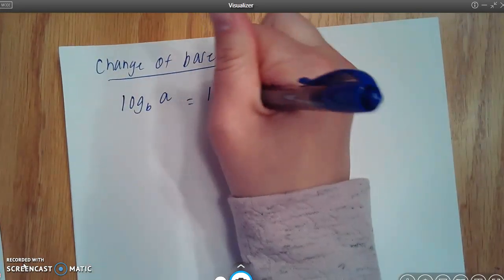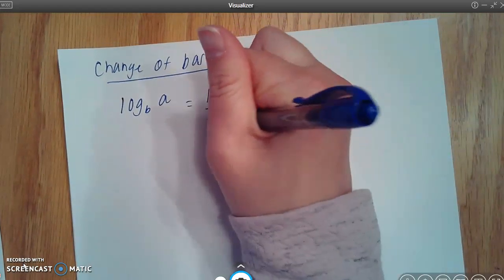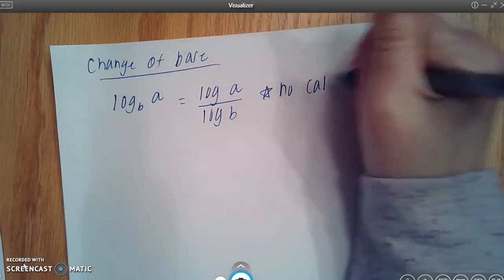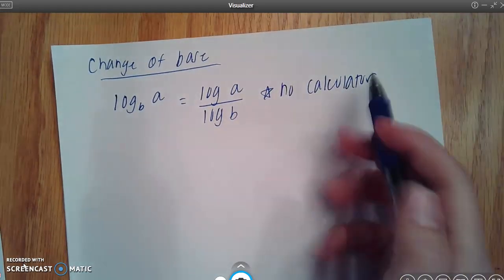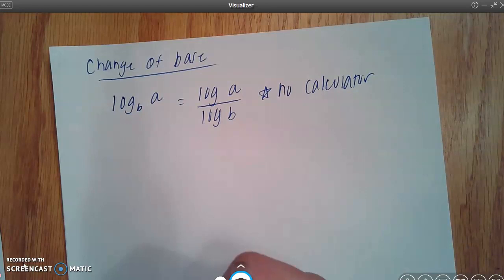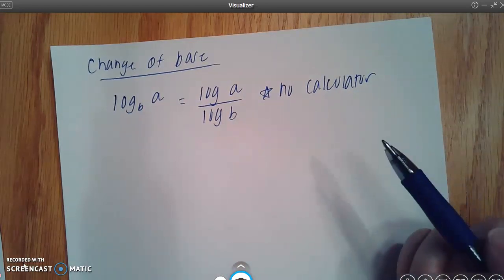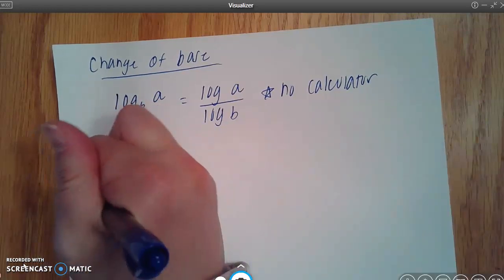This can be rewritten as log of A divided by log of B. Now, if you don't have a calculator and you're using your phone, you have to use this one. If you have a graphing calculator like mine, then you should be able to plug it in the opposite direction, okay? So let's look at number 21, and I'll show you both ways.